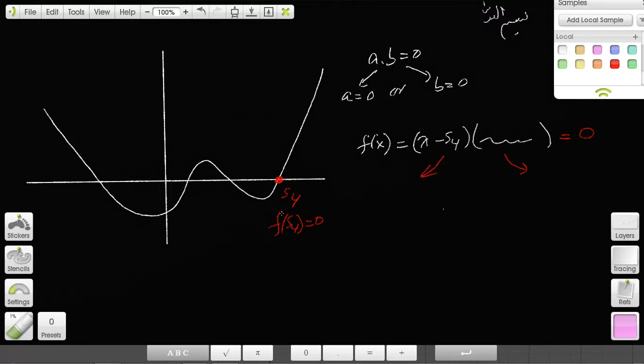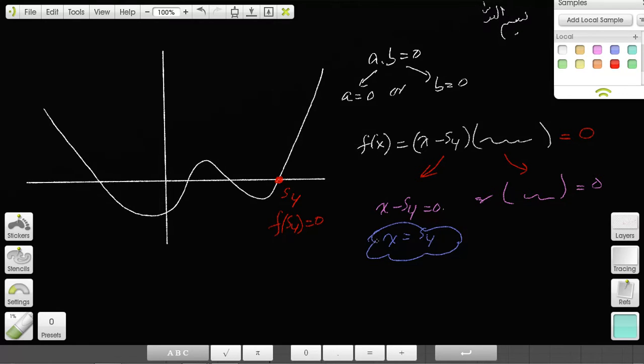So if s4 is a 0, then it's a factor, because then from the zero product property we could say x minus s4 equals 0 or this other factor equals 0. And from this we get x is equal to s4. Do you understand? So it's because of the zero product property.